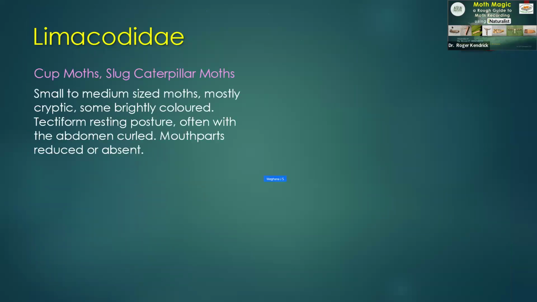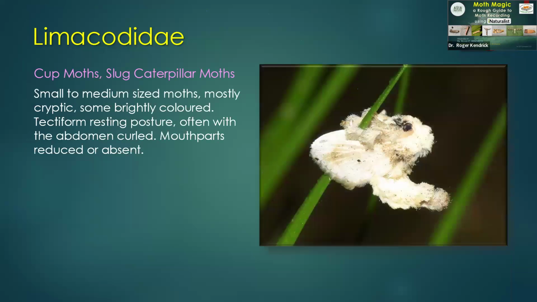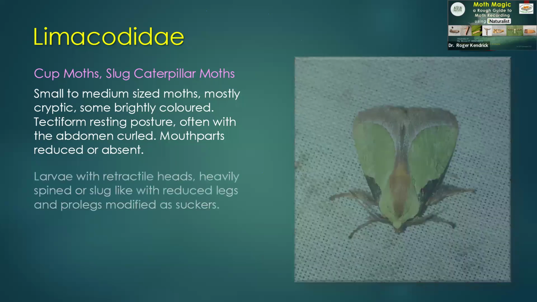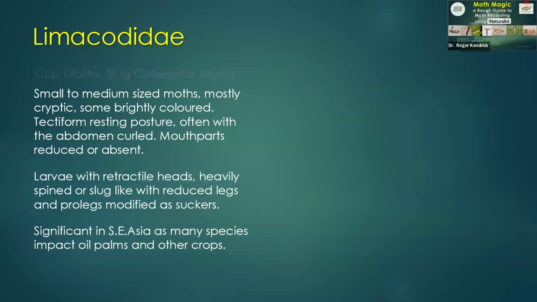Right, Limacodids, not going to say too much. They are generally small, they're known as cup moths or slug caterpillars. A difficult group to ID again because lots of similar adults. Whole groups of these have been revised fairly recently. Pelaza now completely reevaluated for our part of the world, but not in the neotropics yet. The larvae have retractile heads.